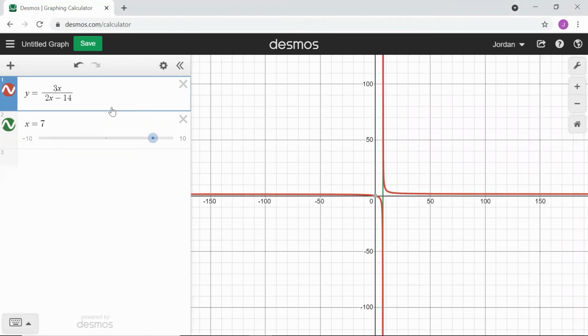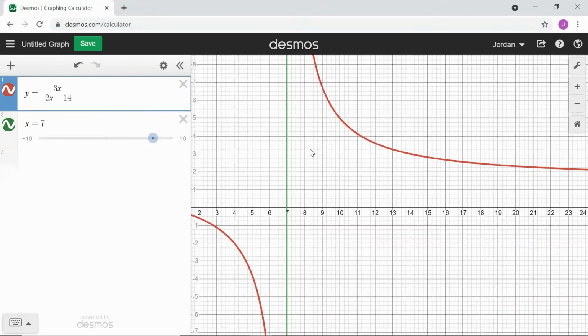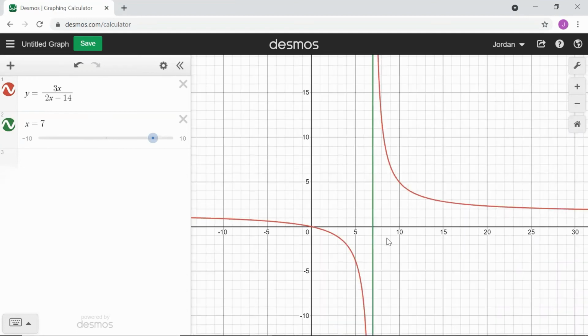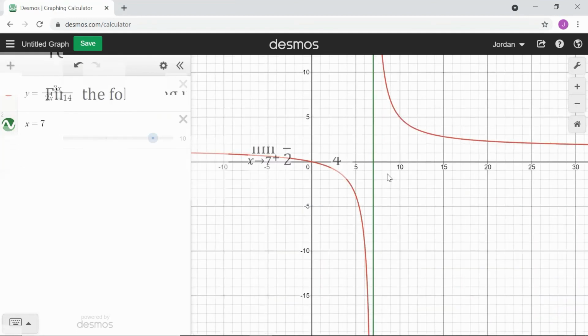These things get so close, they look like they're right on top of each other. So as you approach 7 from the right, you're shooting off to positive infinity. As you approach 7 from the left, you're shooting off towards negative infinity. So that's how you can look at this graphically.